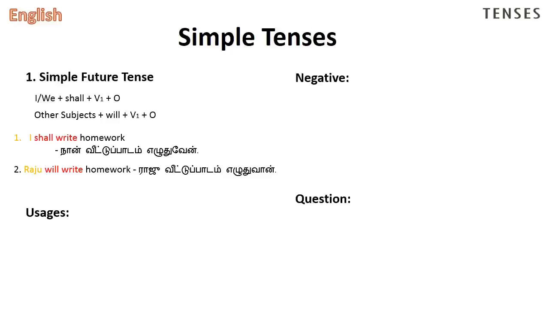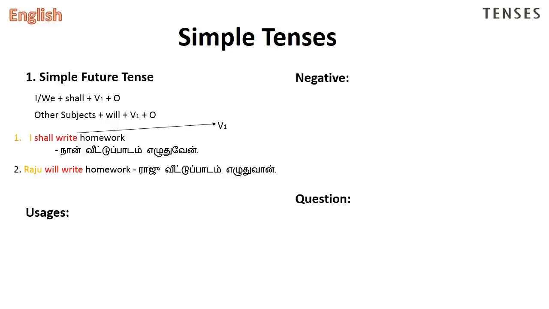See now. I shall not write homework. நான் வீட்டு பாடம் எழுத மாட்டேன். நான் நாளைக்கு வீட்டு பாடம் எழுத மாட்டேன். So we say in Tamil as I shall not write. Okay, I will not write homework. Raju will not write homework. Raju வீட்டு பாடம் எழுத மாட்டான். So if you add tomorrow, Raju நாளைக்கு வீட்டு பாடம் எழுத மாட்டான்.